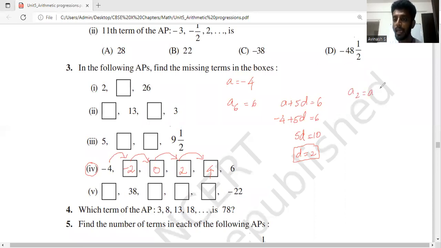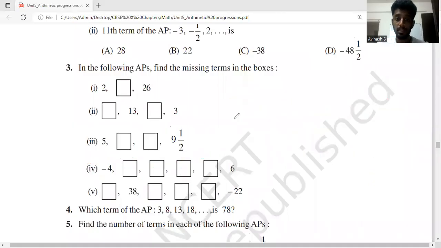So A2 will be A plus D, first term plus common difference. What is the first term? -4. Common difference is 2. So this will be -2. And the third term will be the second term plus common difference. It will be 0. And likewise, we can write the steps. So this is all about the fourth subdivision, quite easy.